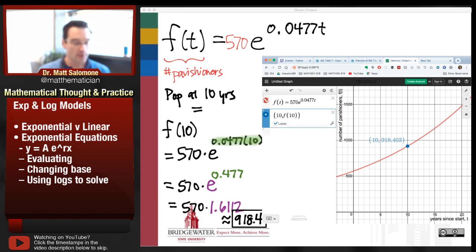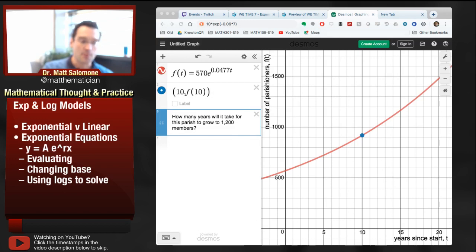So that's the simpler direction. The more interesting direction, the more complex direction to navigate, is how do we go the opposite way? Let's suppose I ask a backward question. How many years will it take for this parish to grow to 1,200 members? So that's the question that I want to investigate now. And we're going to investigate this question just first graphically. But then after we've investigated it graphically, we want to look at the algebra.